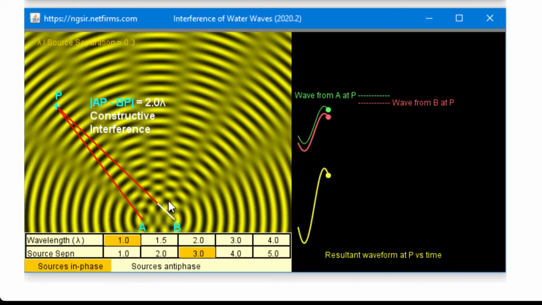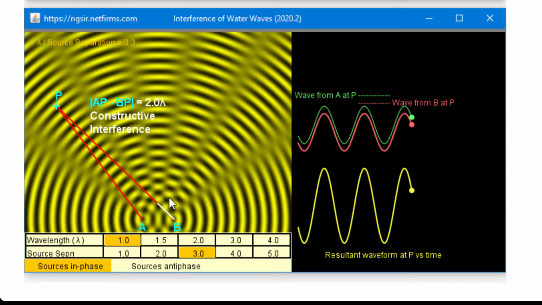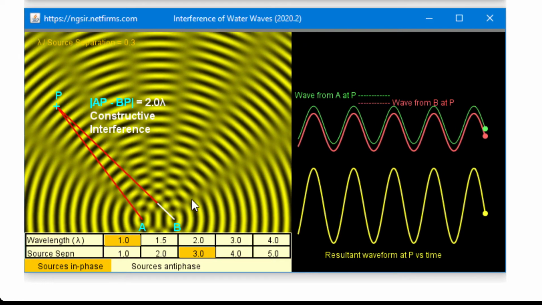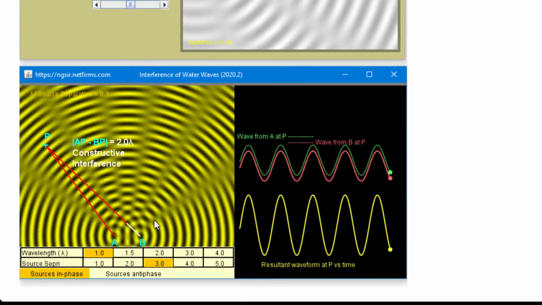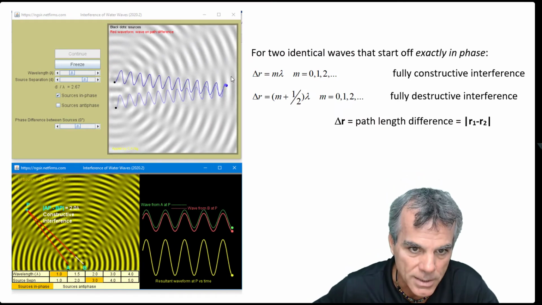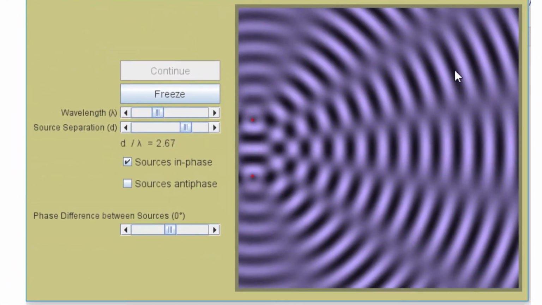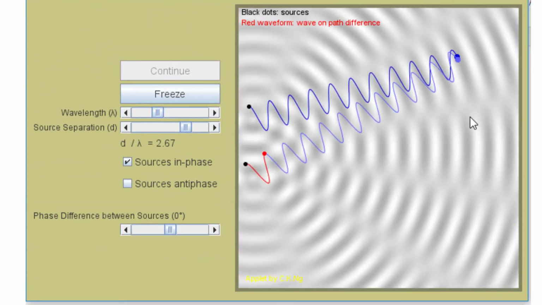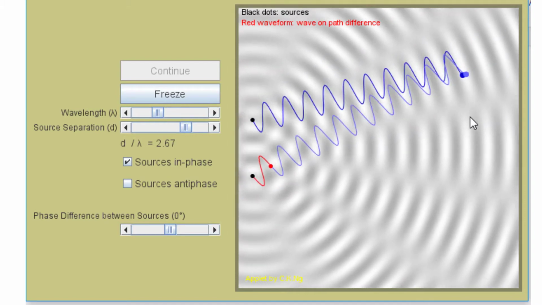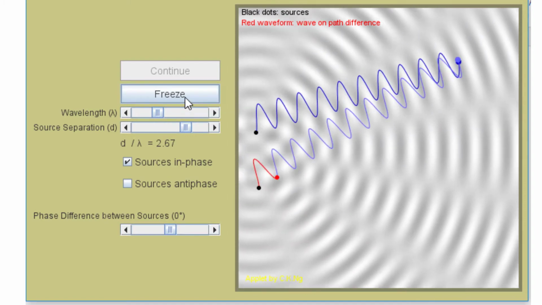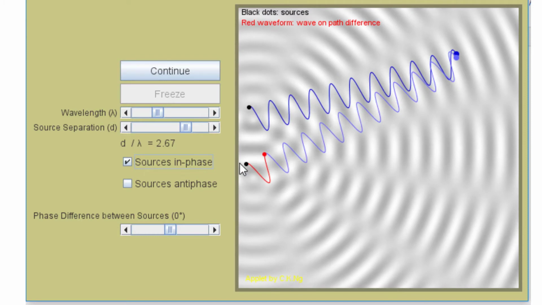Waves from source B travel 2 wavelengths farther than waves from source A. So let's look at that in this top animation. If I have waves from the bottom source traveling exactly 1 wavelength farther, so here in red you can see the path length difference, which is how much farther waves from the bottom source have to travel compared to waves from the top source. That is 1 wavelength.